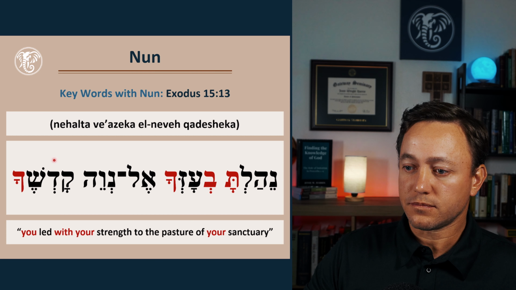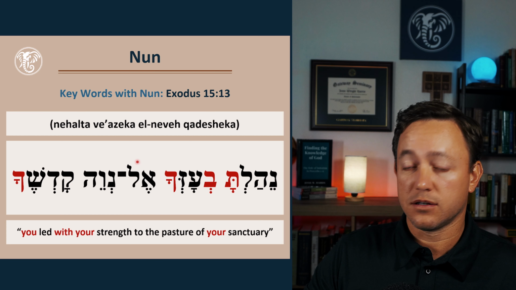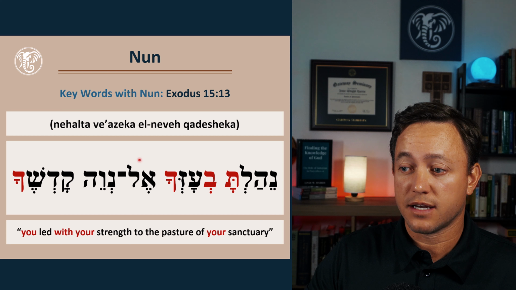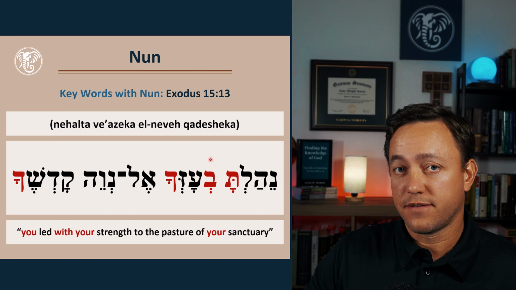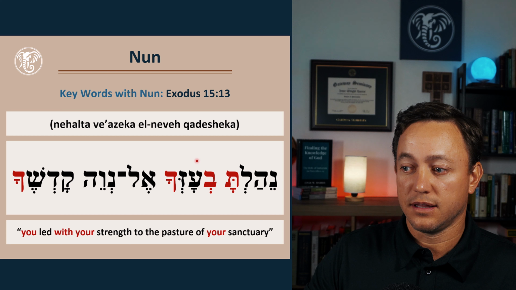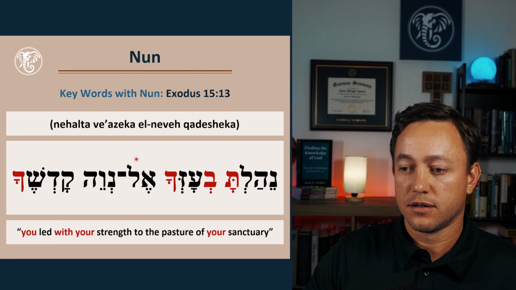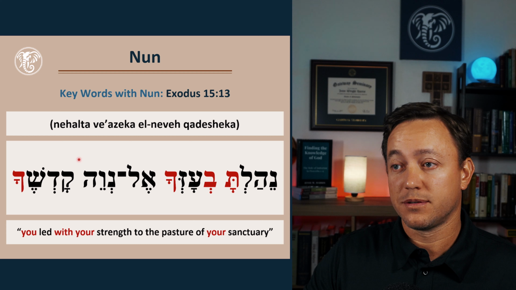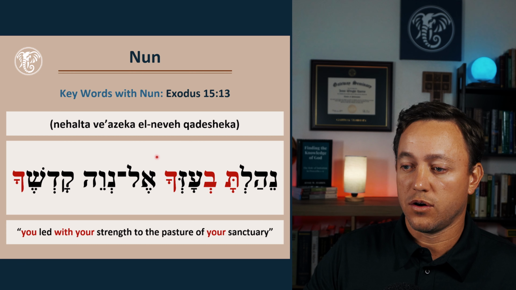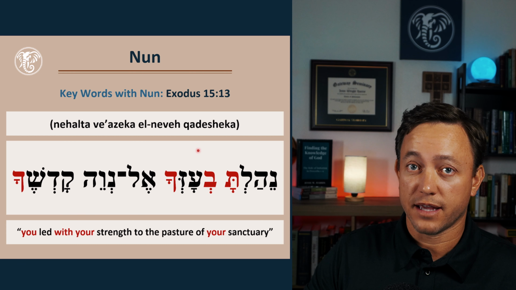So it's a little bit prophetic, to be honest. You have led your people with steadfast love. You have led or driven with your power to the pastures of your sanctuary. So probably in the sense of leading them to the promised land eventually, though at this point in the story, they're not quite there yet.